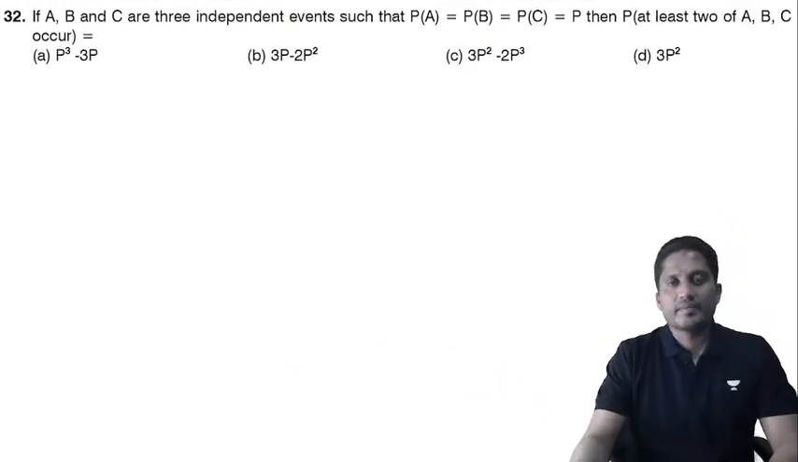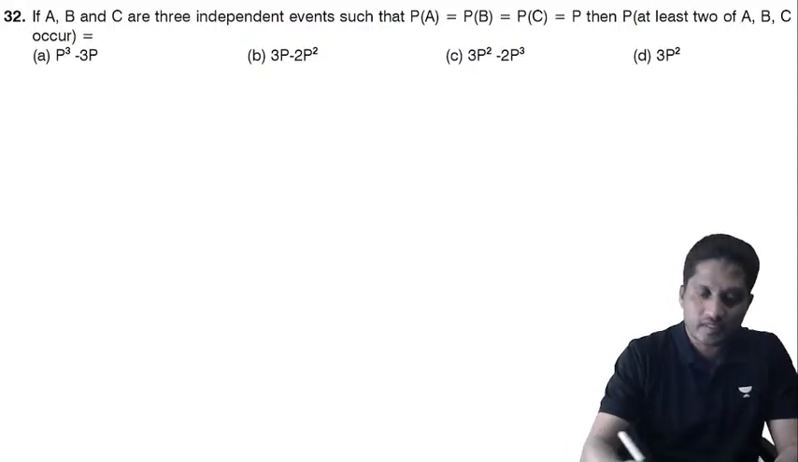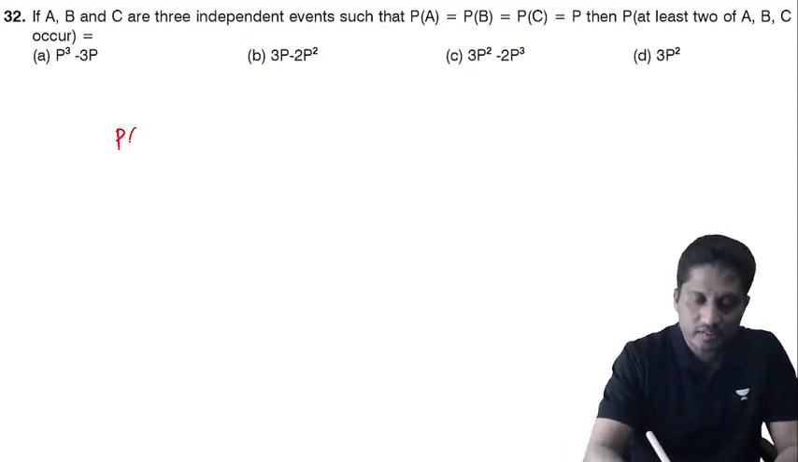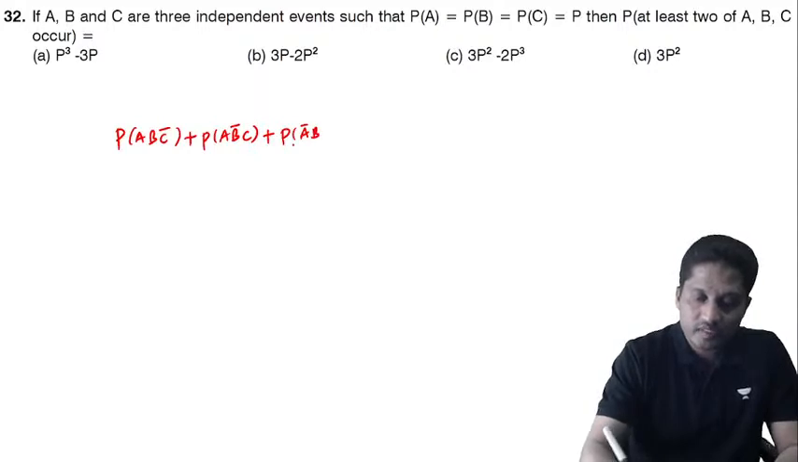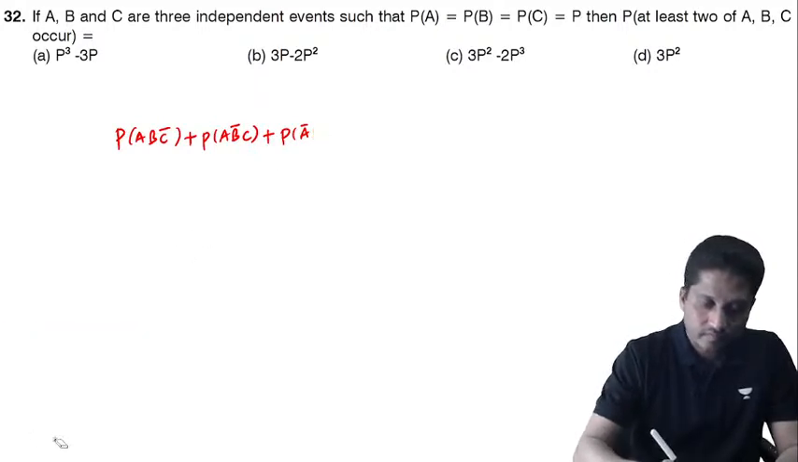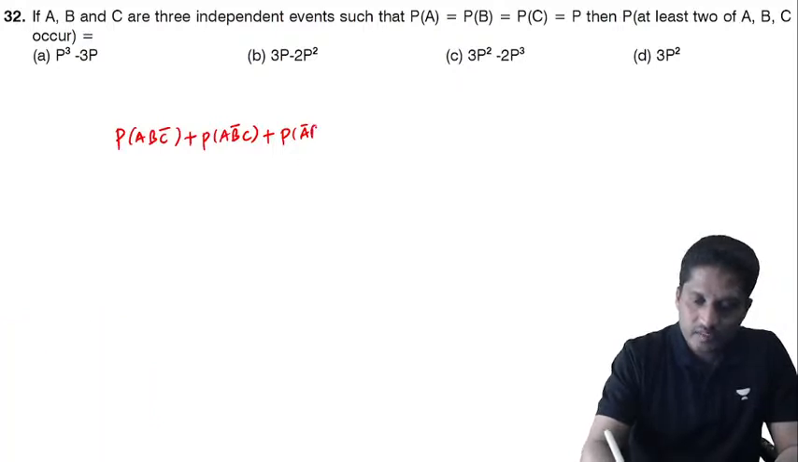A, B, C are three independent events such that P of A, P of B, P of C is equal to P. Then P of at least 2 of A, B, C will occur. So this means that at least 2 of A, B, C means A will occur, B will occur, C will not occur, A B C bar. Or A and C will occur, A B bar C. Or A bar B C, B and C will occur. Or all A, B, C will occur.